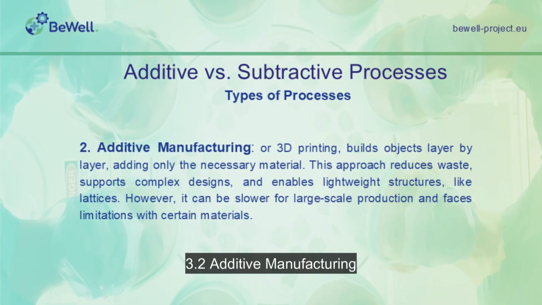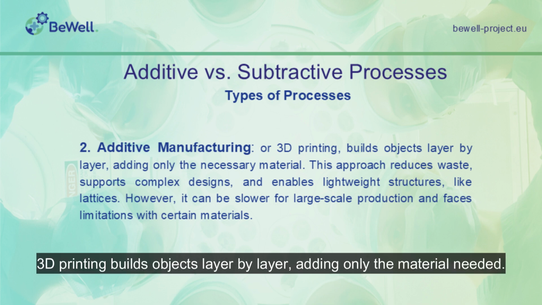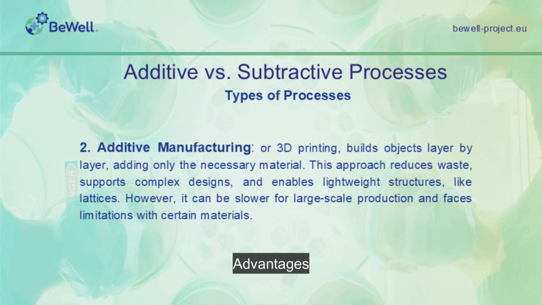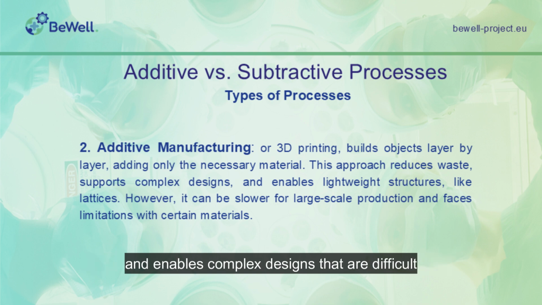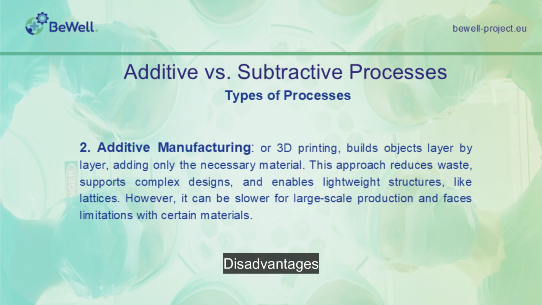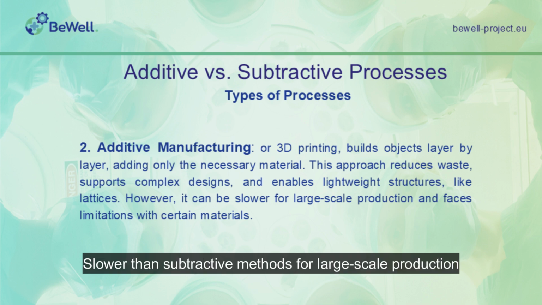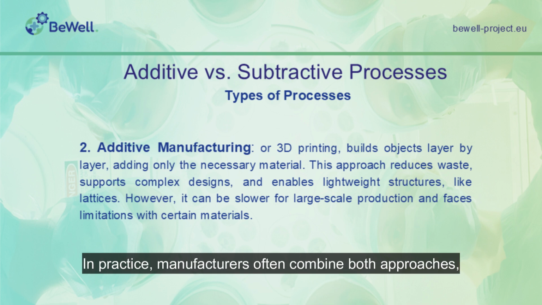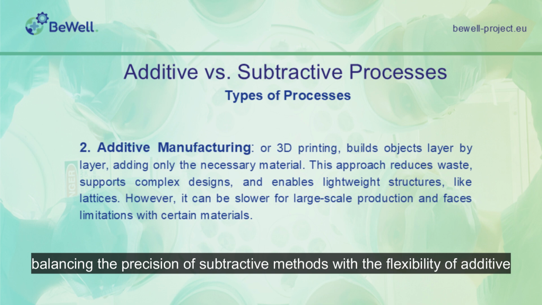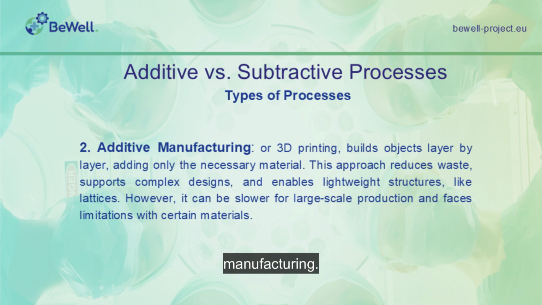3.2 Additive manufacturing. 3D printing builds objects layer by layer, adding only the material needed. Advantages: reduces waste, creates lightweight structures like lattices, and enables complex designs that are difficult or impossible to achieve with subtractive methods. Disadvantages: slower than subtractive methods for large-scale production and can struggle with certain material properties. In practice, manufacturers often combine both approaches, balancing the precision of subtractive methods with the flexibility of additive manufacturing.